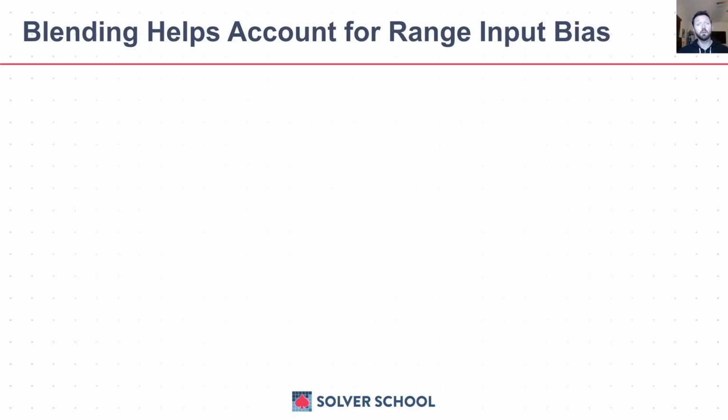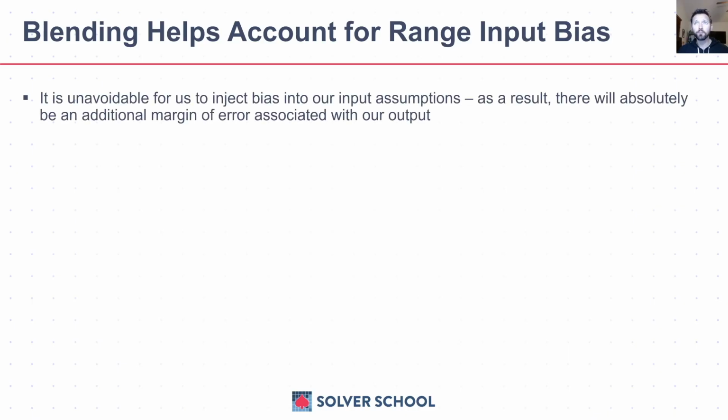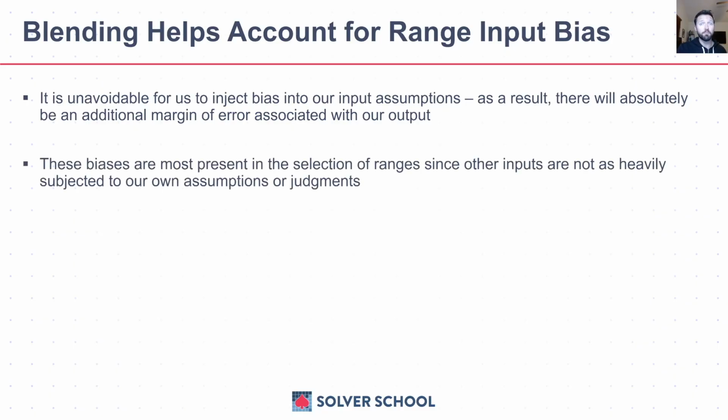As we've discussed, we aren't going to do a really good job of understanding the ranges that our opponents might have. I've mentioned this before, I'll say it again. I don't know a lot of players who have a perfect sense of their own range. If you don't necessarily know your own range, you're not going to have a really good shot at perfectly ranging your opponents. And that's where blending comes into play. It's unavoidable for us to inject bias into those input assumptions, and as a result, there's going to be an additional margin of error associated with that output.